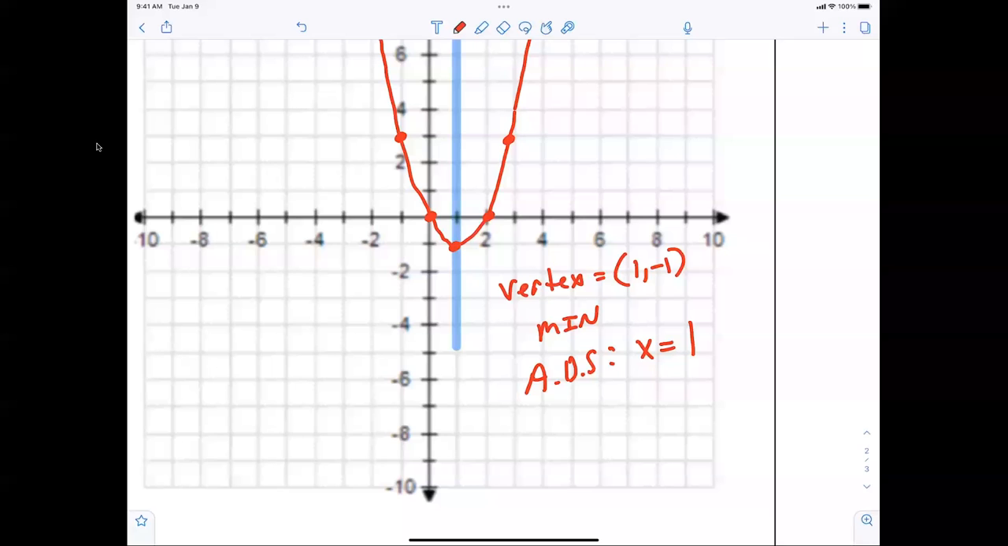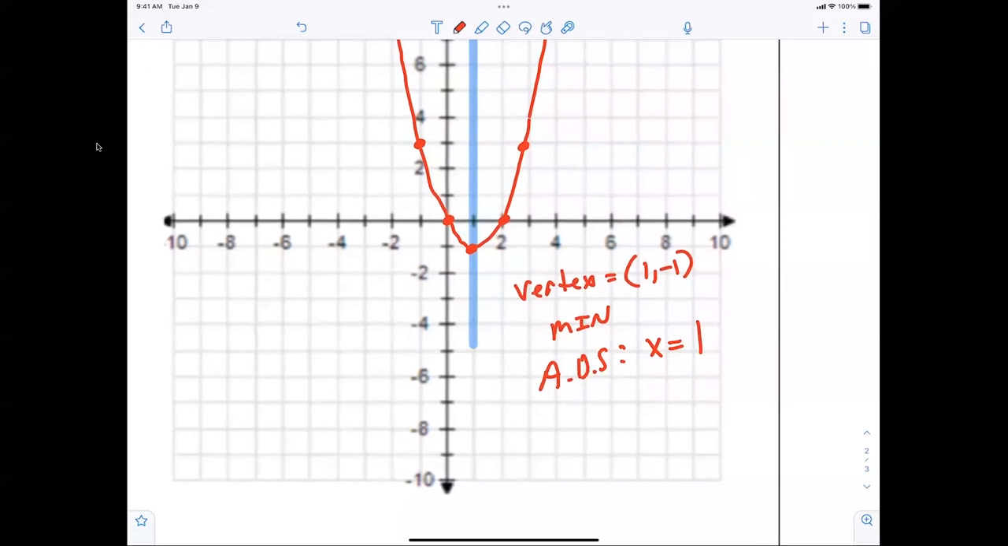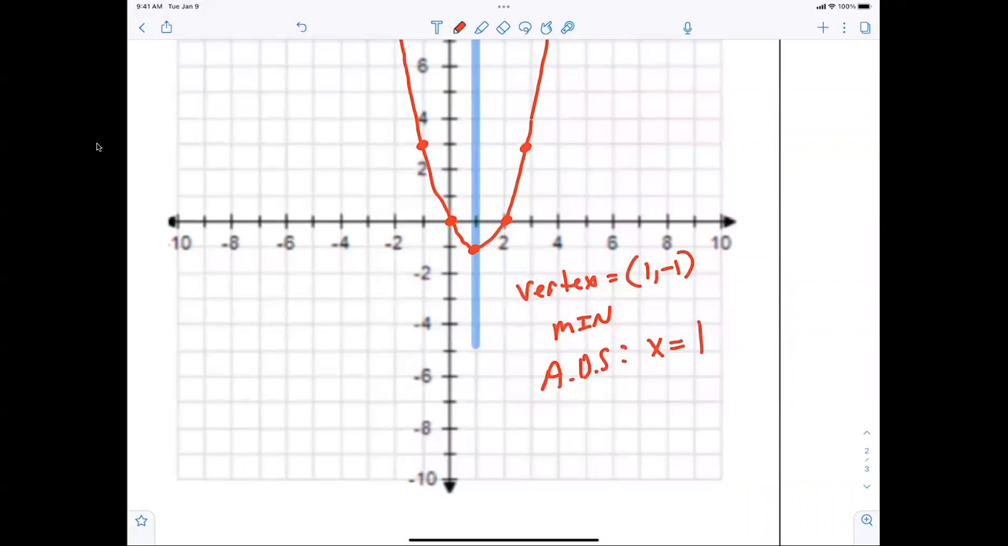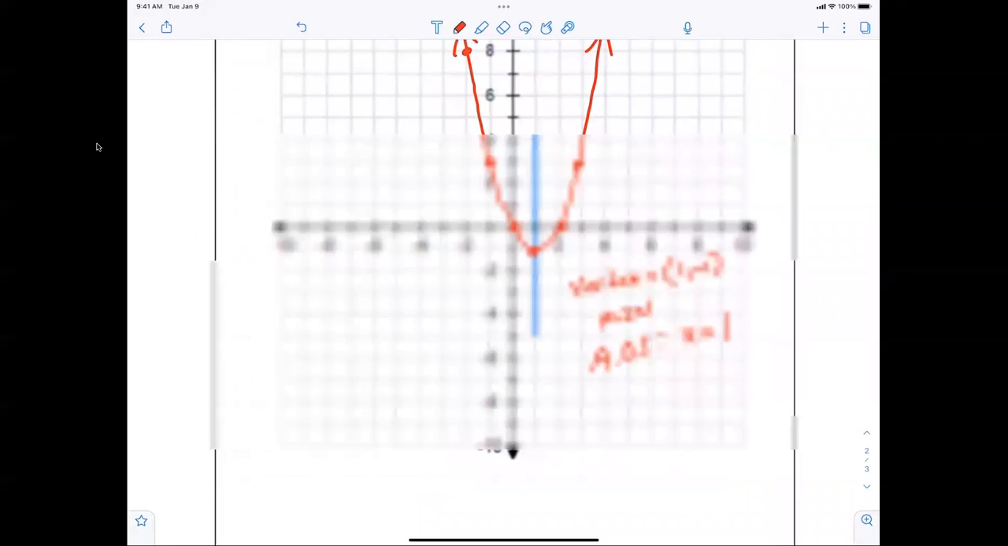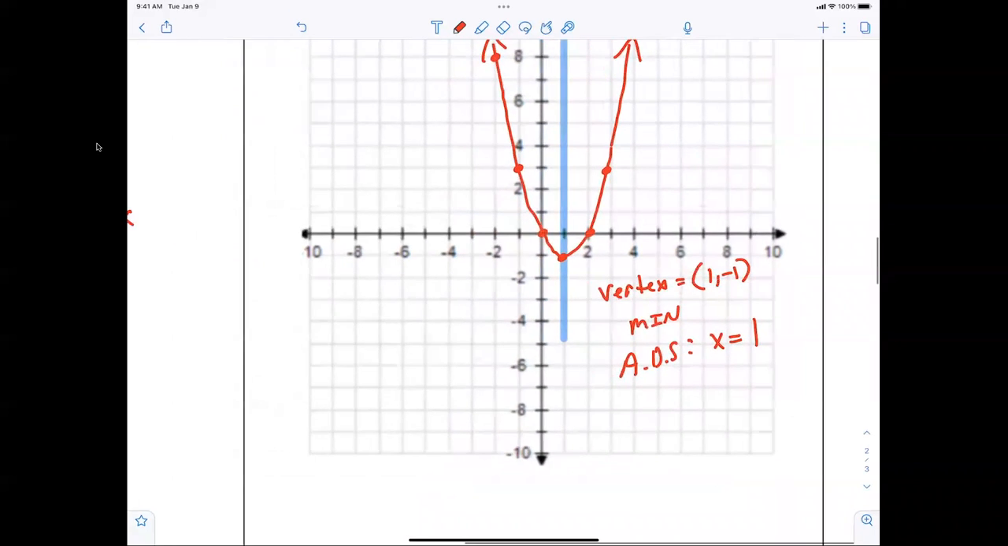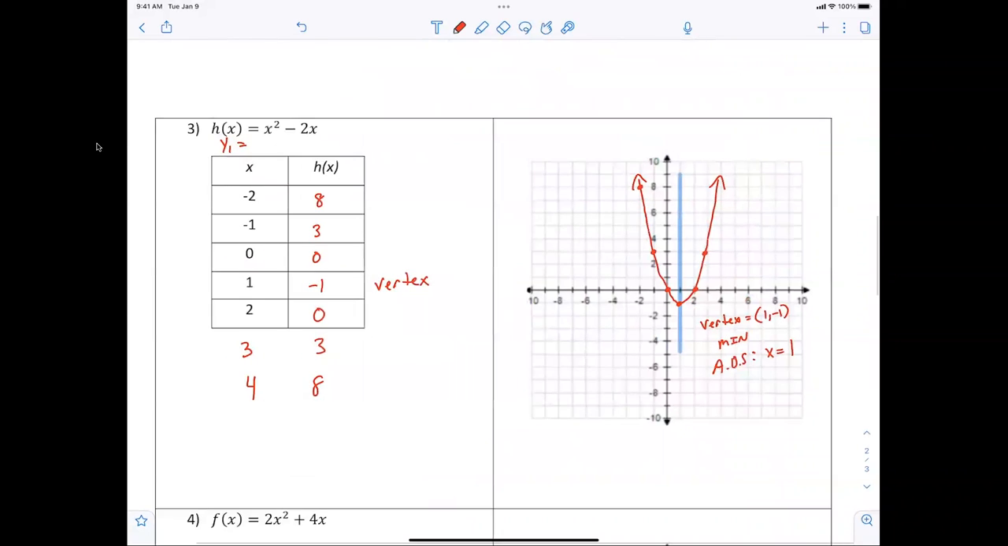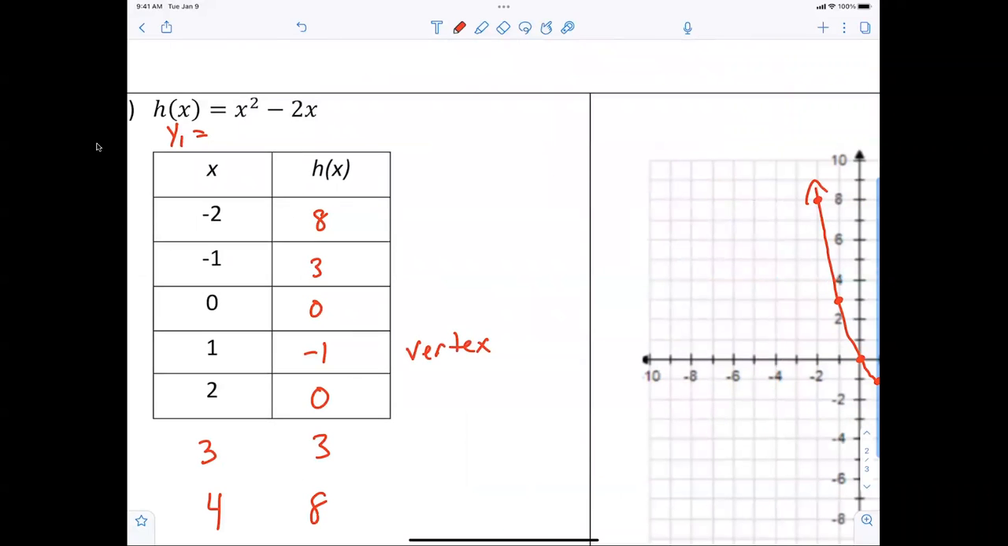Why is it 1, -1? Because I looked at the graph and I saw the lowest point on the graph was 1 comma -1. Okay. You with me? Now, I want everybody to put this down.